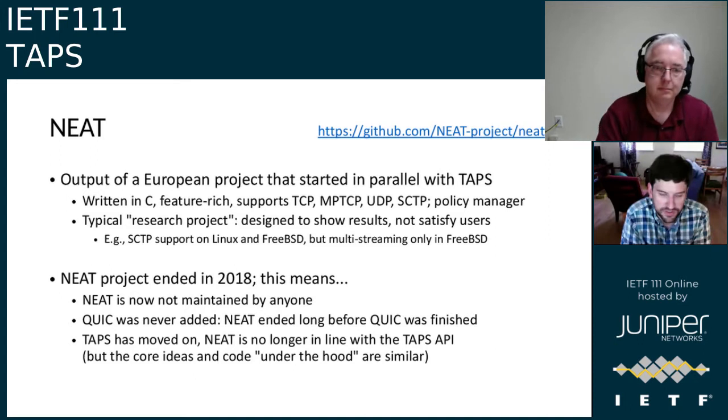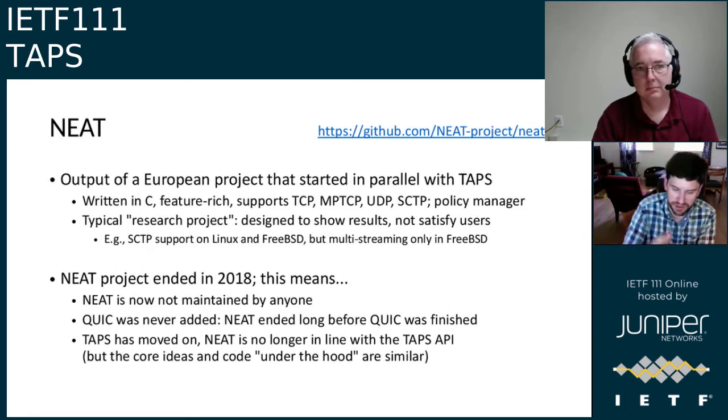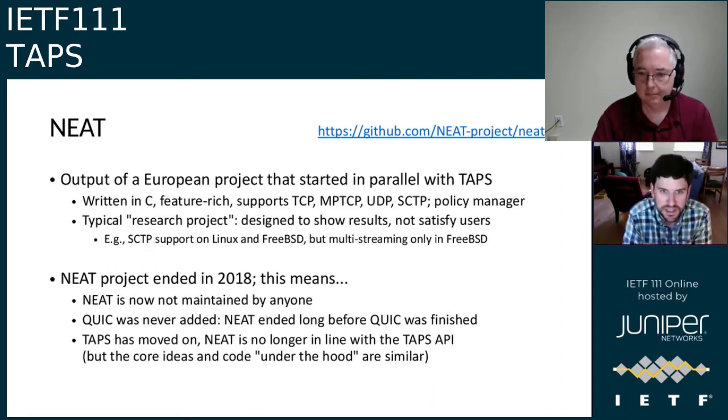First, we have the oldest of the projects, NEAT, which was started around the inception of TAPS. It was written in C, and it was built to support TCP, MPTCP, UDP, and SCTP. I think it's one of the main ones here that supports the racing and failing over between TCP and SCTP. It was done as an academic research project that spurred on a lot of the work that we're doing here in TAPS. Technically, the project did end in 2018, and so it is not actively maintained. It ended before QUIC, as it mentions here.